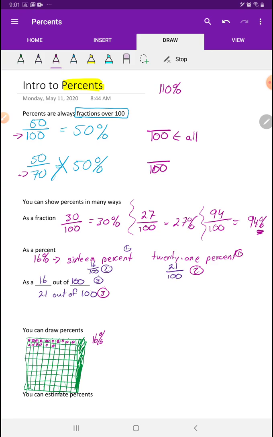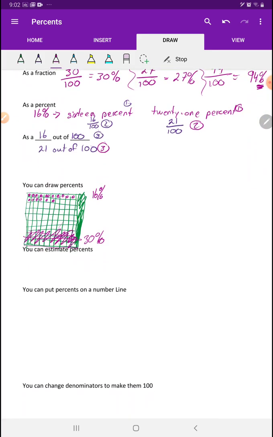Or let's say there's already some colored. Ignore the top, pretend the top isn't done, but let's say all of this is colored down here. That would be 30%, because I've got 30 colored. Now the nice thing about this is because it's a 10 by 10 grid, I don't have to count each one. I can go 10, 10, 10, that's 30. Okay? So 30%. So when you're drawing percents, this is really simple. You've just got to get that all sorted out. All right. We can estimate percents.